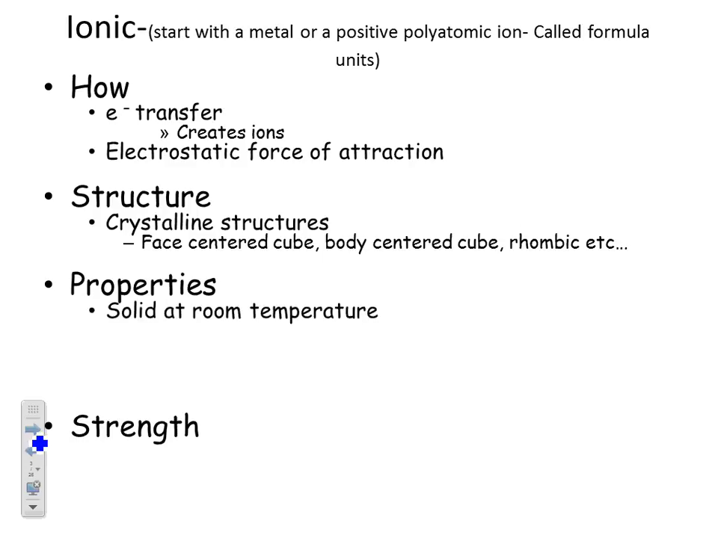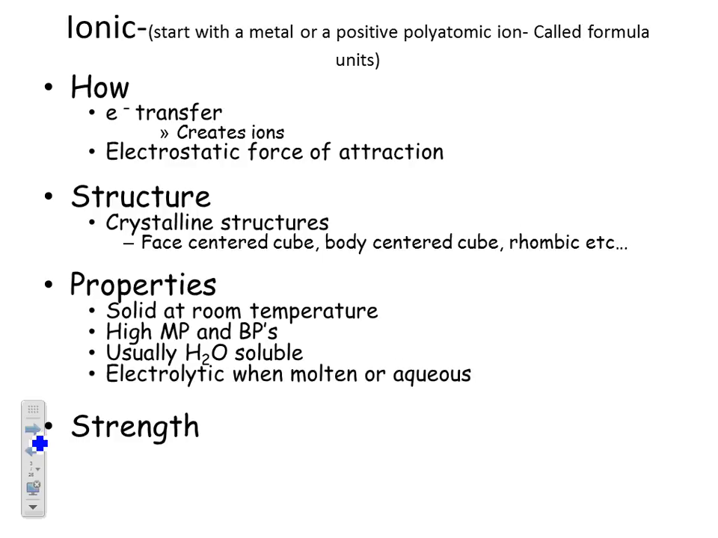The properties of ionic compounds: they're solid at room temperature. So if you have an ionic compound, and I haven't told you what the physical state is, you should know that it's a solid unless it's been dissolved in water. They have high melting points and boiling points. That's what leads them to have the solid state at room temperature. And they're usually water soluble. There are some that are not, and there are some that are only slightly soluble, but they generally are pretty soluble in water. And they are electrolytic when they're molten or aqueous.